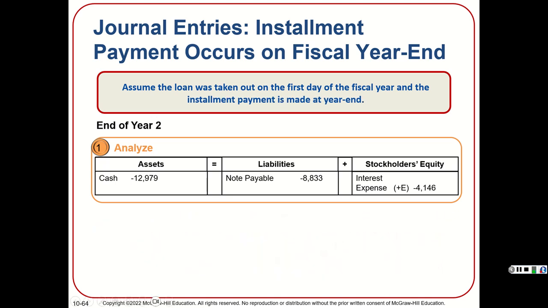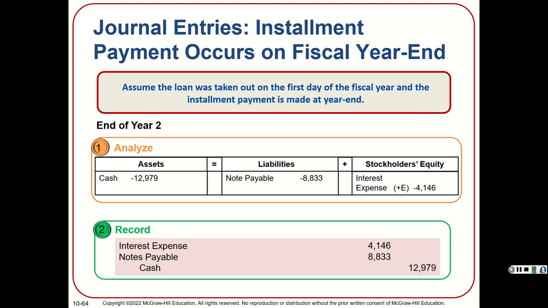In year two, your interest is a little bit less and more of your principal is being paid down. But notice here, the same cash is being paid out. This will happen until the debt is fully paid.